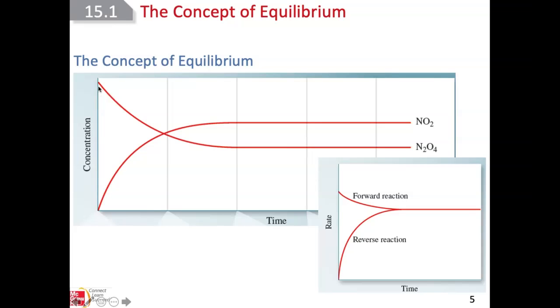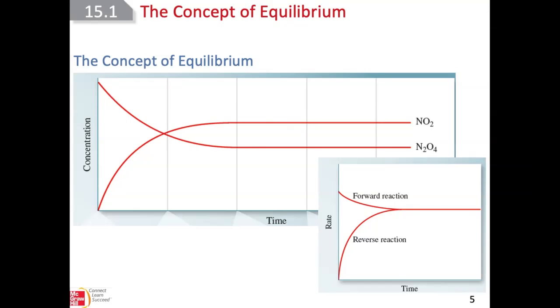So this just shows to us that N2O4 is the reactant, and the concentration of the reactant over time, of course, has to decrease. It has to be consumed. And the concentration of the product, being zero at the beginning, starts to increase because now we are producing this product.